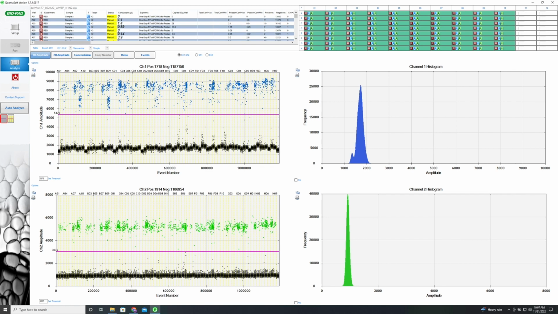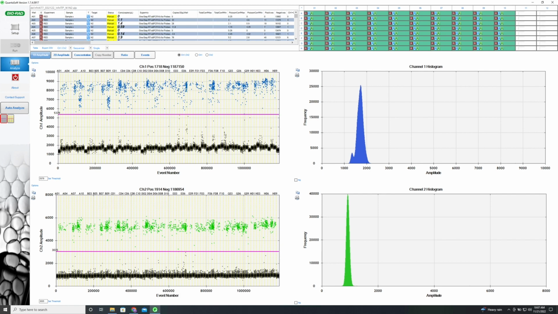The template nucleic acid is divided into nanoliter-sized droplets, where each droplet functions as an individual PCR reaction. The droplet is then considered positive if the targeted sequence is amplified within that droplet. After amplification, the PCR plate is run on a droplet reader to obtain droplet data and perform further processing.